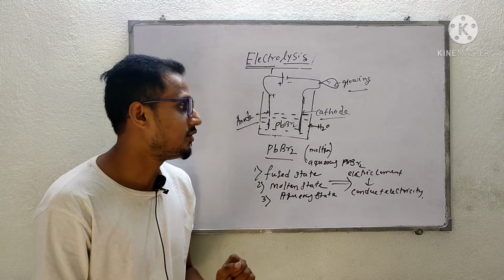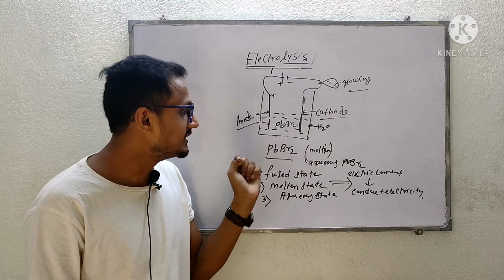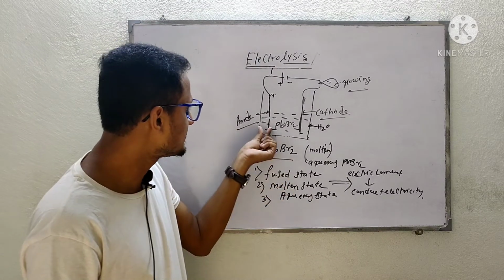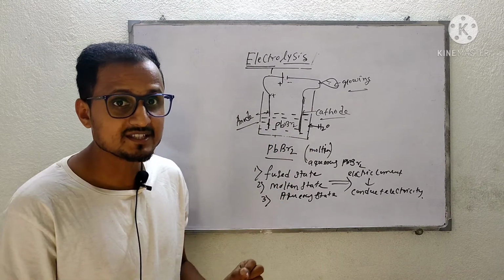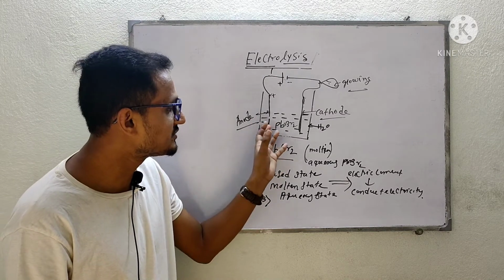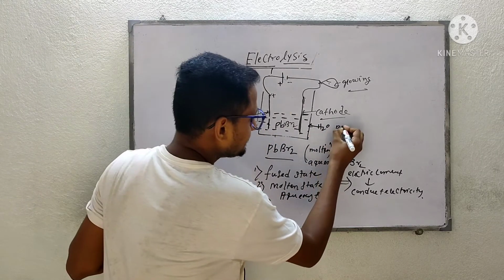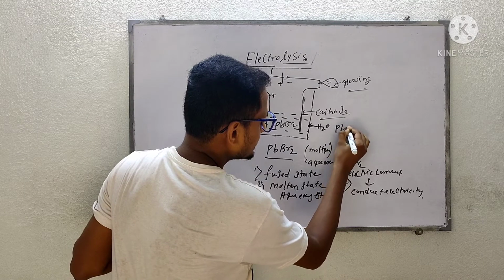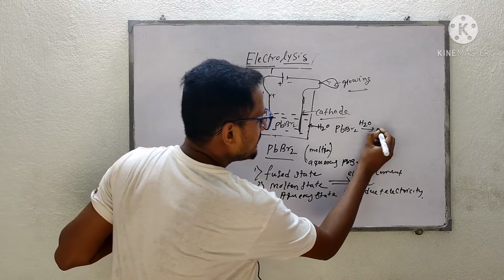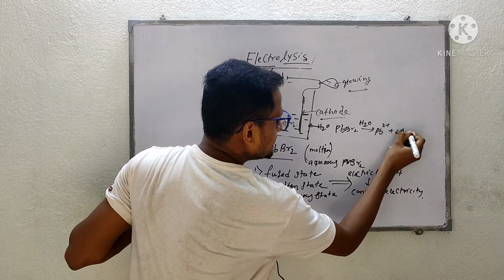And what will happen here is that after passing this electric current, we will get some different products at the electrodes. That means a chemical change will take place here. You will see chemical changes going on. What kind of chemical change? Here lead bromide in aqueous solution will dissociate to form Pb2+ and 2Br-.